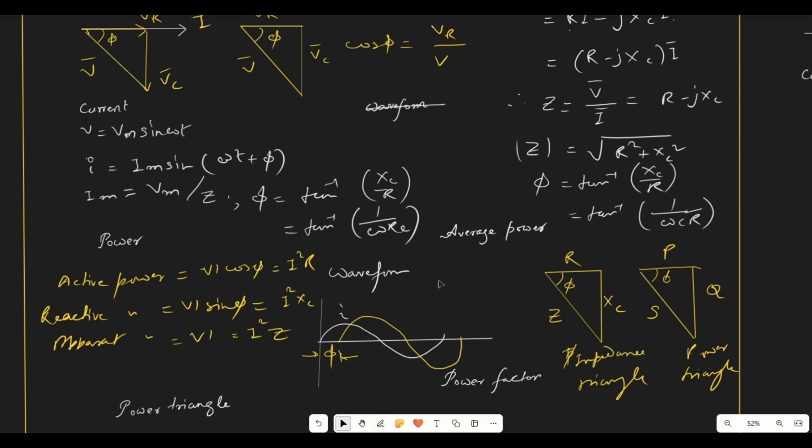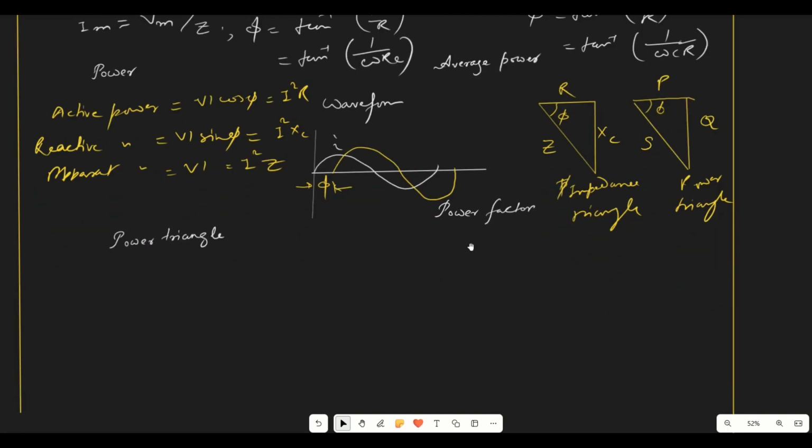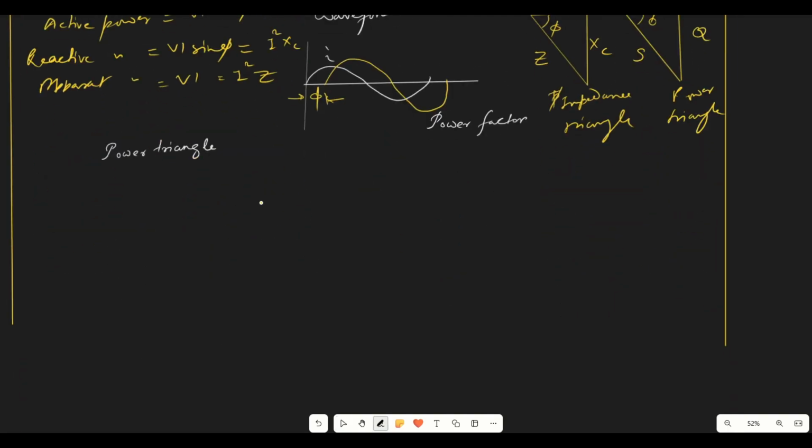VR by V. So let me write it below. So the power factor due to the voltage triangle is VR by V. Power factor due to the impedance triangle is R by Z, and the power factor of the power triangle is given by P by S. Okay, so this is the case of RC circuit.